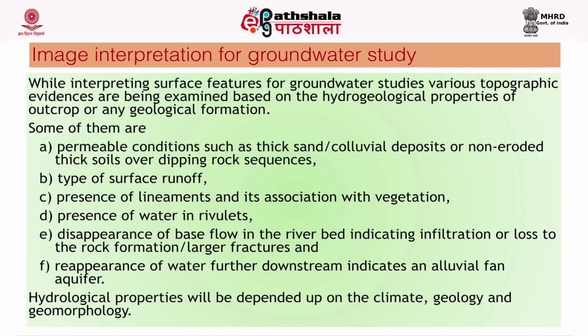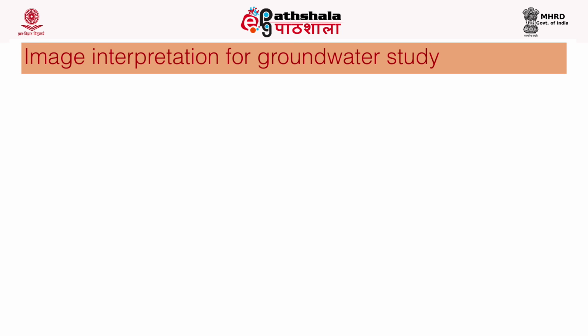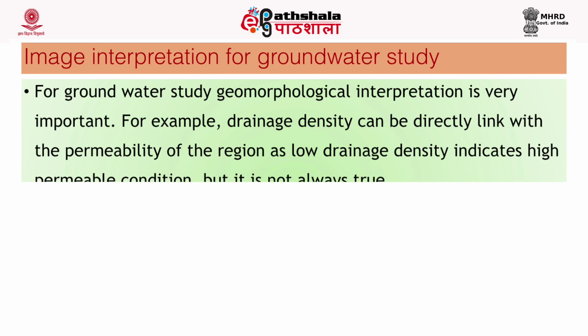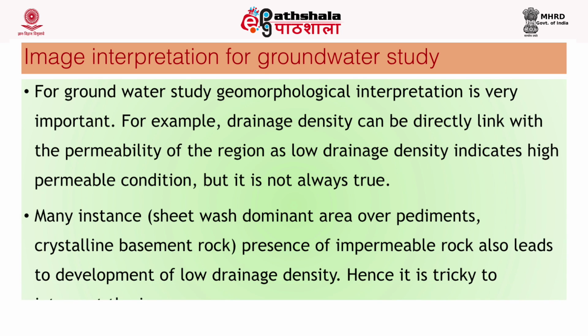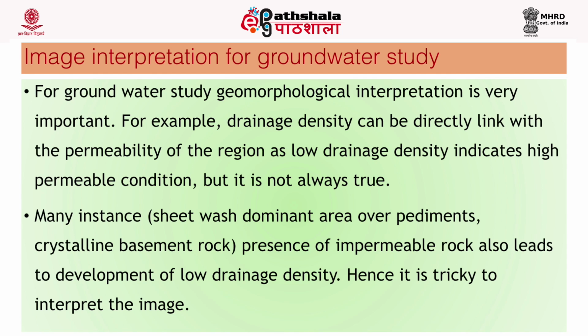Hydrological property will depend upon the climate, geology and geomorphology. So, for groundwater study, geomorphological interpretation is very important. For example, drainage density can be directly linked with the permeability of the region, as low drainage density indicates highly permeable conditions, but it is not always true. In many instances, for example, sheet wash dominated areas, over pediments, crystalline basement rock or presence of impermeable rocks, lead to development of low drainage density. Hence, it is tricky to interpret the image based on the drainage density.